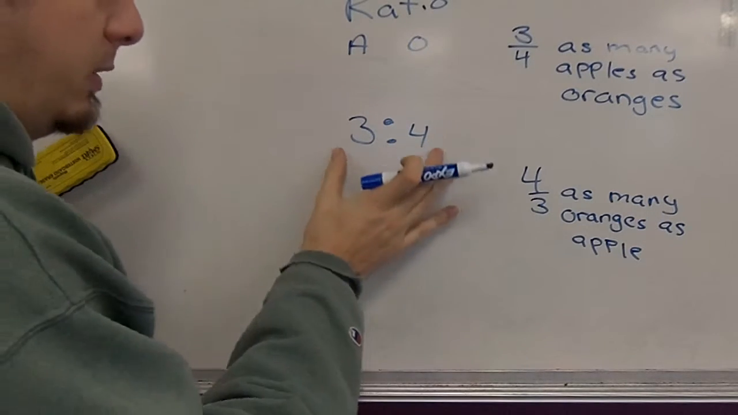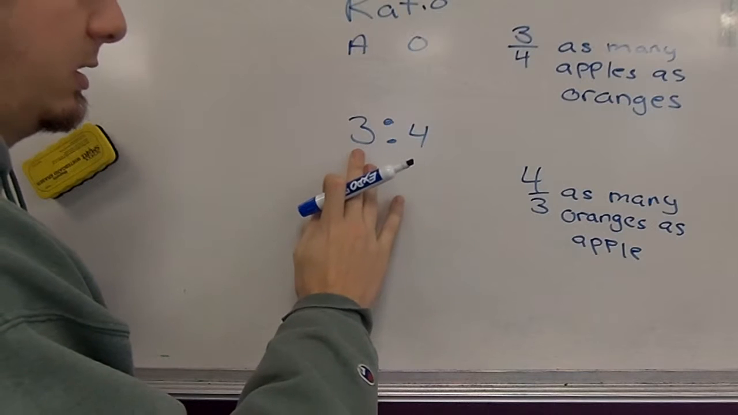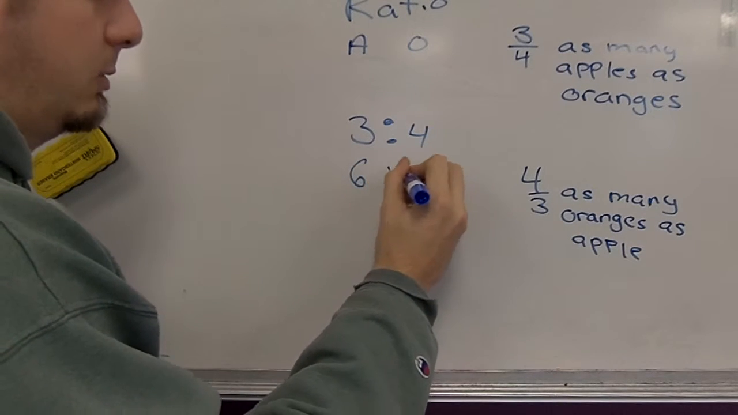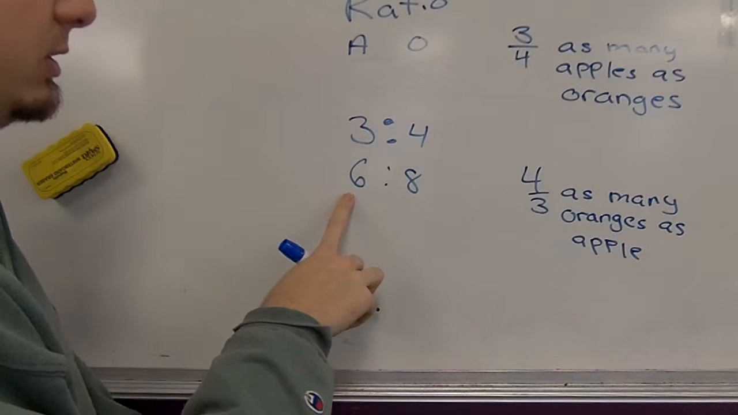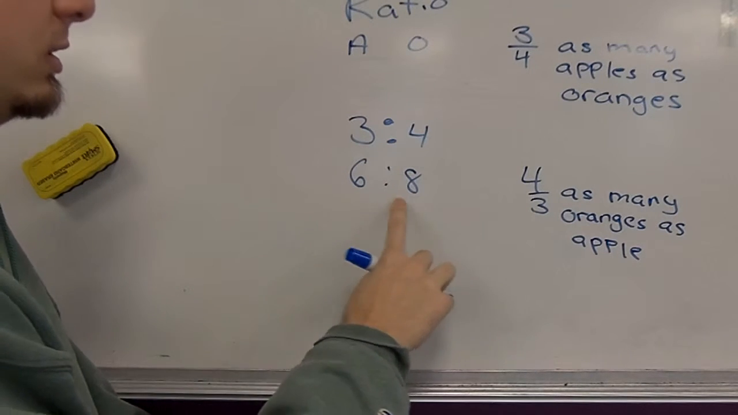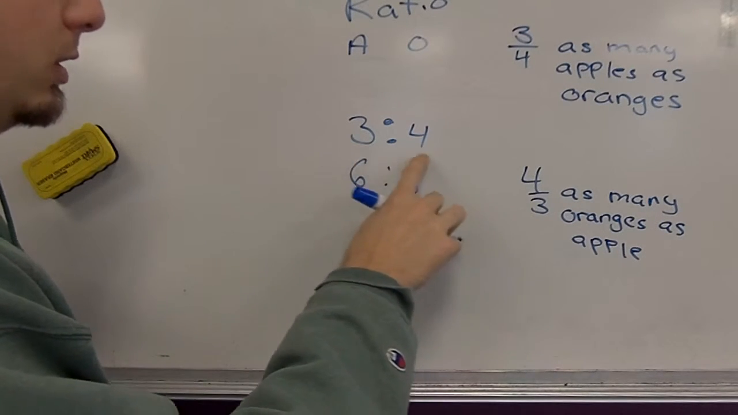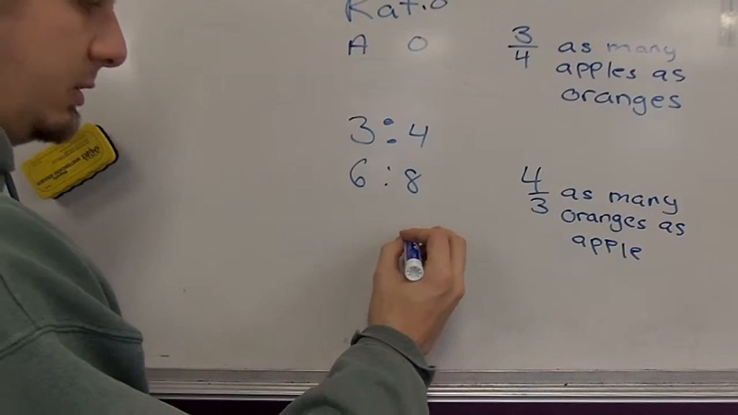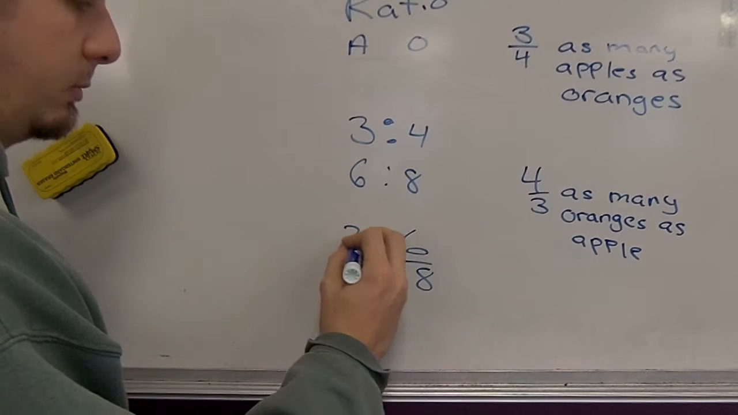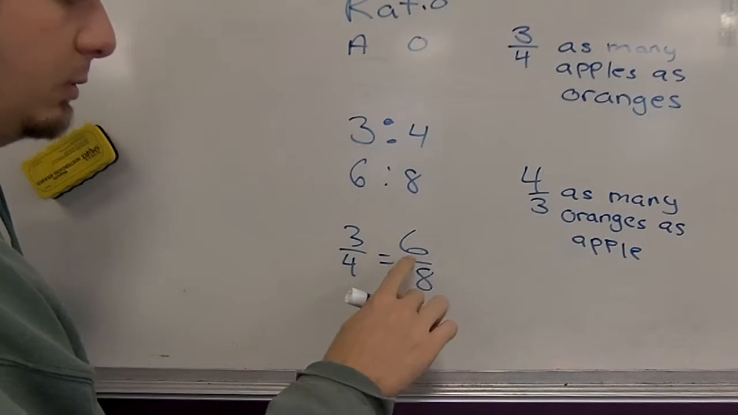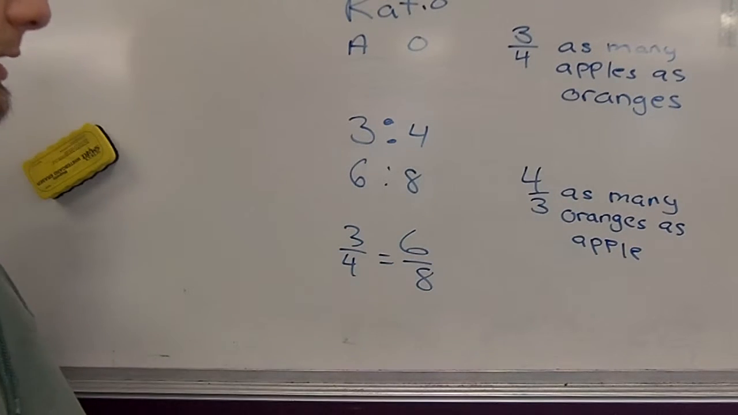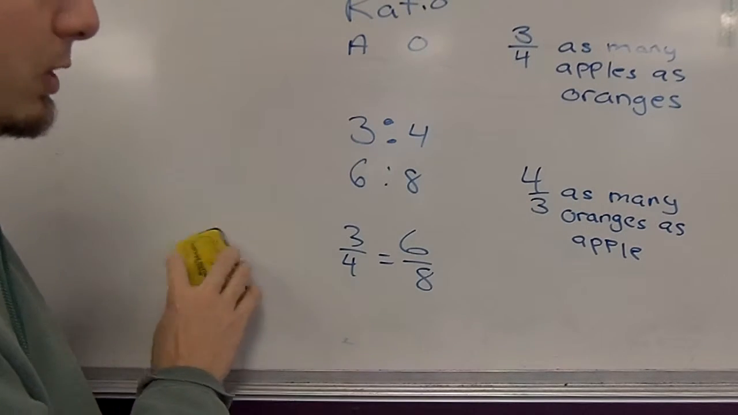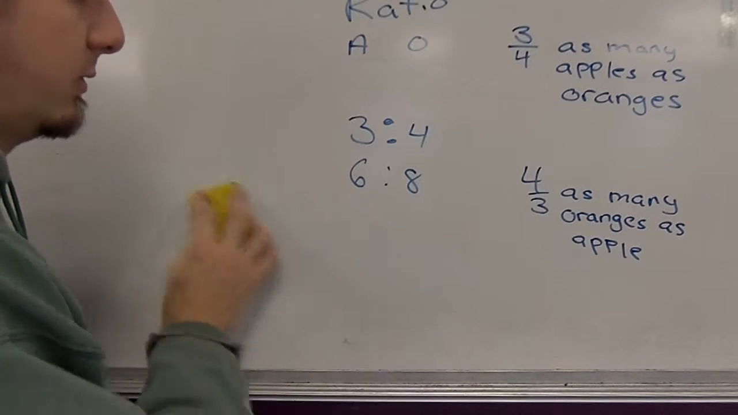So for example, if I wanted to continue this, I could say instead of a 3 to 4 ratio, I could also write a 6 to 8 ratio. For every 6 apples I have 8 oranges. This ratio is the same as this ratio. Because if I took 6/8 and 3/4, you'll find that they are equal. 6/8 reduces to 3/4. So they are the same ratio. There's just different ways of saying the same thing.